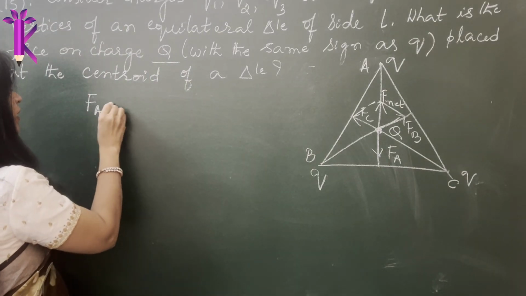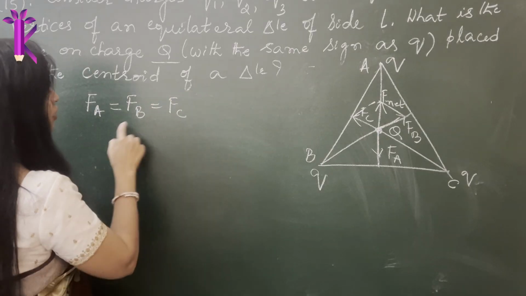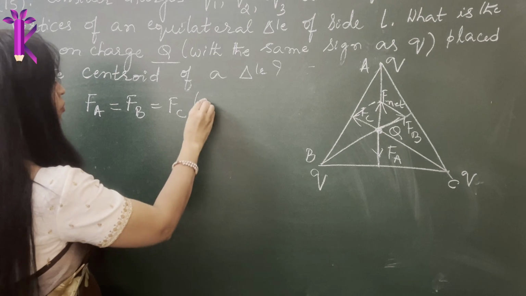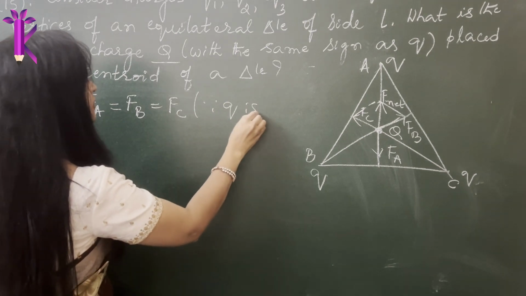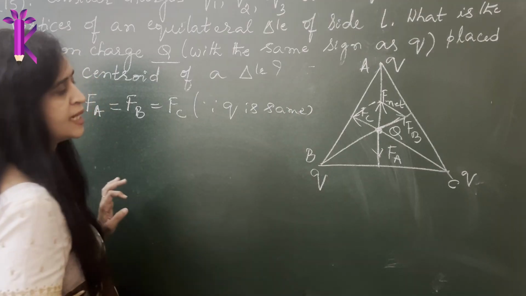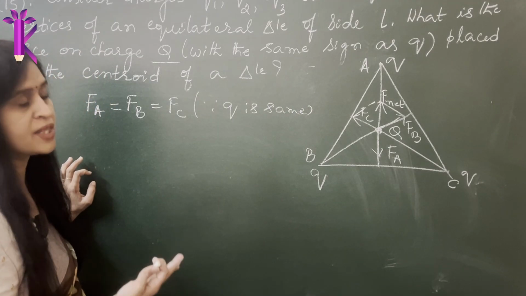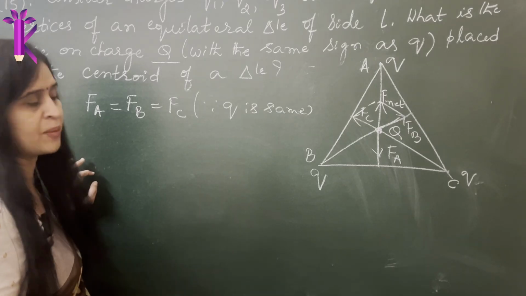So FA is equal to FB is equal to FC. They are all equal because why? Q is the same, right? QA, QB, QC, they are all equal in magnitude. So they will all put the same amount of repulsion on the charge Q. It experiences the same amount of repulsion.